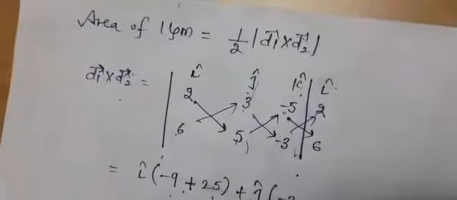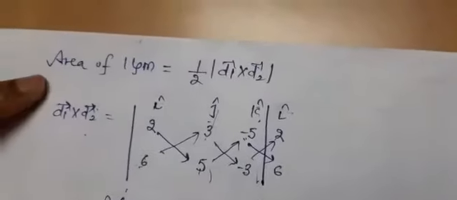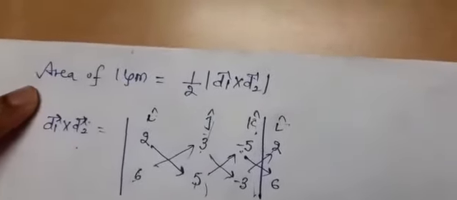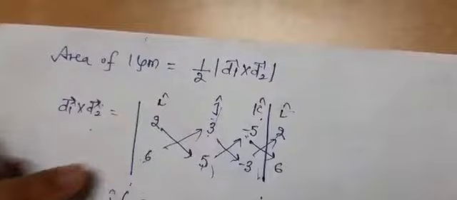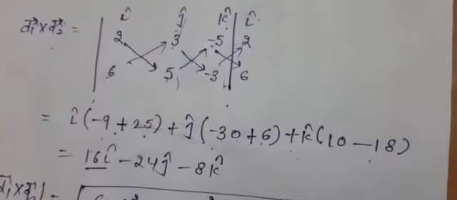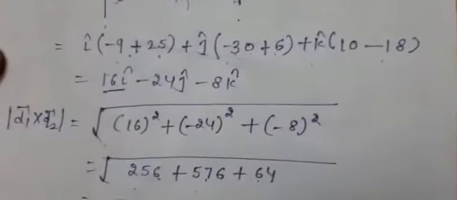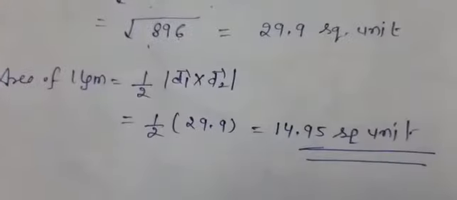So the basic method is the same here. The new thing we have learned in this numerical is that if the diagonals have been given, then the area of a parallelogram is given by this one. Rest all steps are identical: taking the cross product, finding the modulus, and applying the formula.